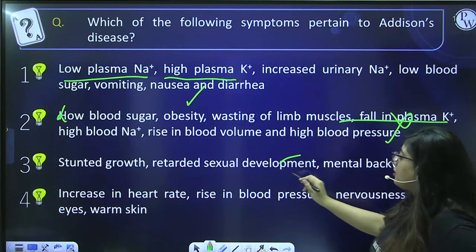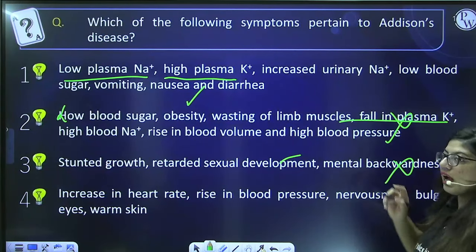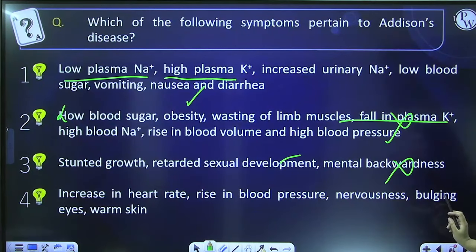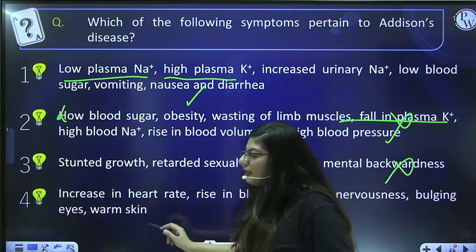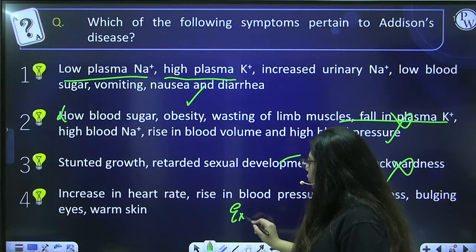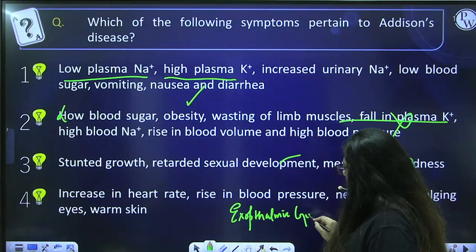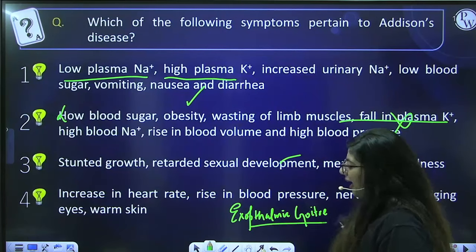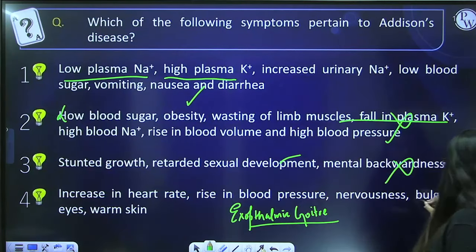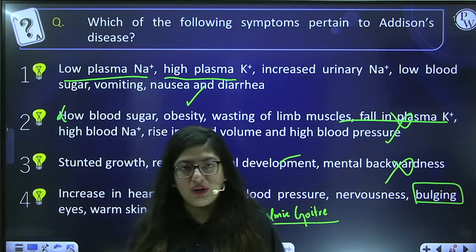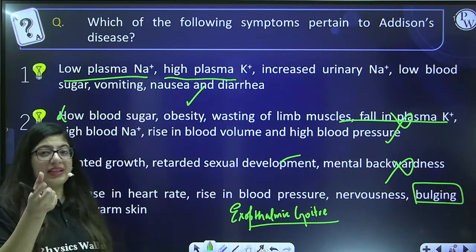Stunted growth, retarded sexual development, mental backwardness is for thyroxine. Increase in heart rate, rise in blood pressure, nervousness, bulging eyes, and warm skin. These are all for exophthalmic goiter. Exophthalmic goiter has one symptom, that is bulging eye. That's why its name is exophthalmic goiter. Exo means outside, ophtha means eyes.